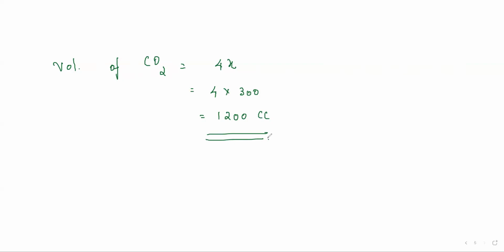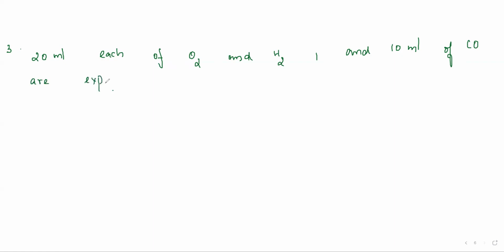2 questions were asked. Each answer will generally be of 1 mark. So, unused oxygen 400 cc, 1 mark. Volume of carbon dioxide produced 4x, 1,200 cc, another 1 mark. Question number 3. 20 ml each of oxygen and hydrogen and 10 ml of carbon monoxide are exploded in an enclosure.